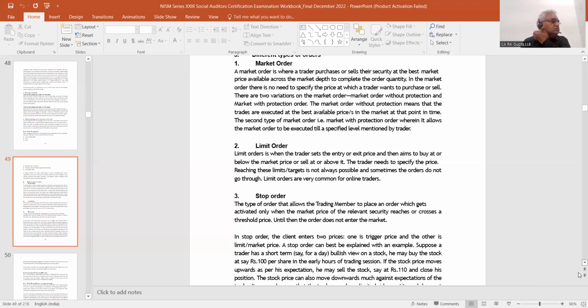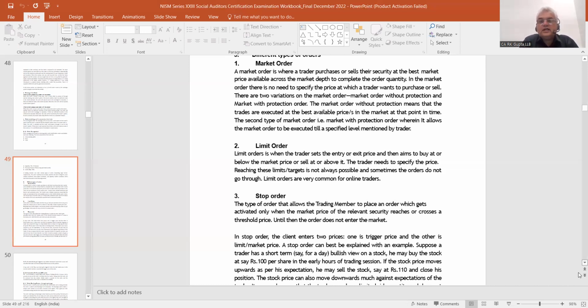Suppose you want to sell Reliance. Now you might say that okay, I want to sell Reliance, but once it crosses say 5,000. So this will be a stop order because the activation will be done. Today the price may be 2,000, but if you want to sell at 5,000 and above, then you might say that the order will get activated only when the price reaches or crosses a threshold price, basically.